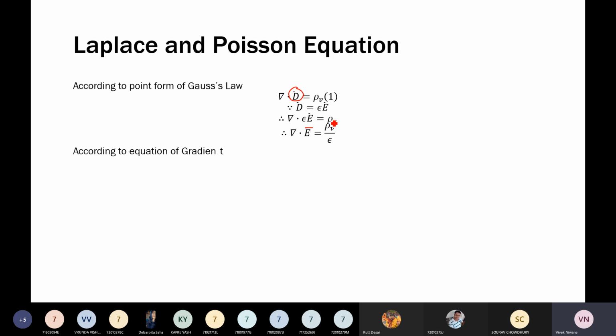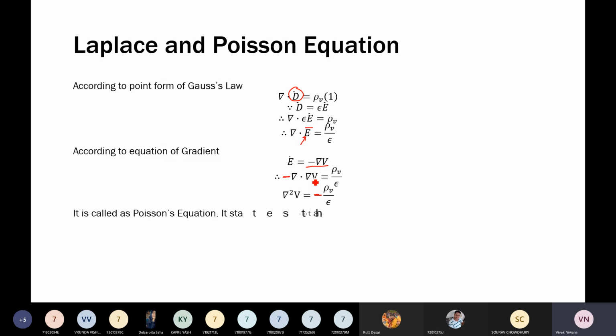According to the equation of gradient, E bar is equal to minus del V, the negative gradient of the potential. Therefore, we can put this value over here. So we have minus del dot del V is equal to rho v upon epsilon. So therefore del dot del V is equal to minus rho v upon epsilon.